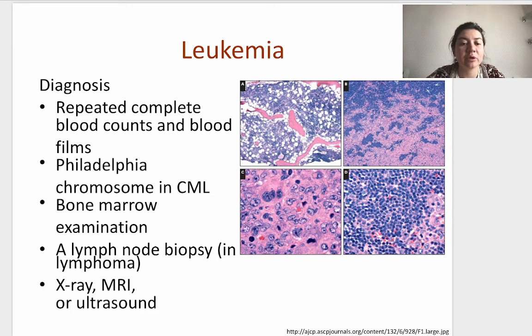A lymph node biopsy is important in lymphomas, along with visualization methods like X-ray, MRI, and ultrasound. They are used first of all for finding and checking enlarged lymph nodes, enlarged lymphoid tissues, and metastasis.